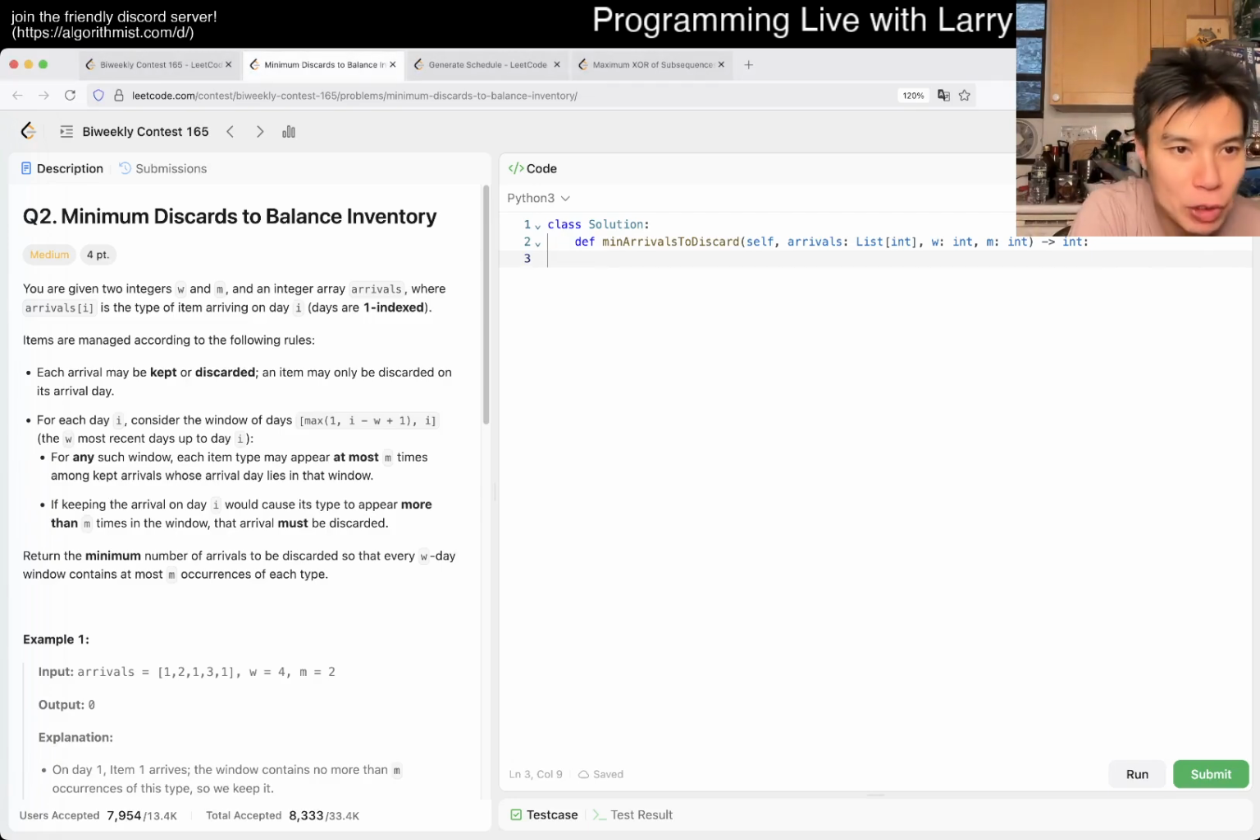Alright, let's go. Q2. W and M. Arrival sub I. Each arrival may be kept or discarded. Okay, each day consider windows. I minus that, so some previous day. Okay, yeah, W is okay.